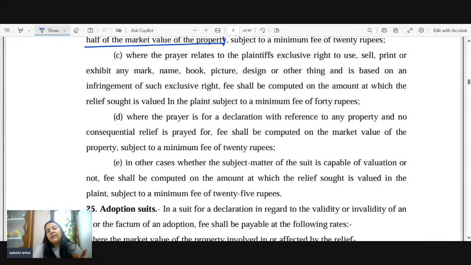Where the prayer relates to the plaintiff's exclusive right to use, sell, print, or exhibit any mark, name, book, picture, design, or other thing. Suppose the plaintiff has an exclusive right over a particular thing, that this pen belongs to me, only I can sell the pen, I have the trademark, copyright. If there is such a suit, what will the fee be? The fee shall be computed on the amount at which the relief sought is valued. So my fee will be decided on the relief I am asking for.